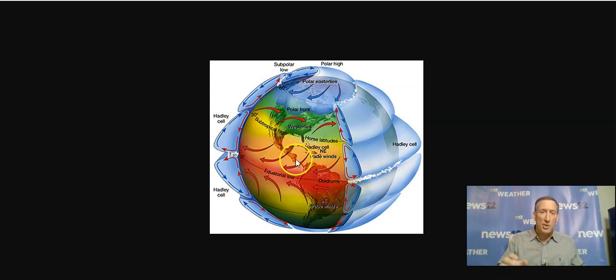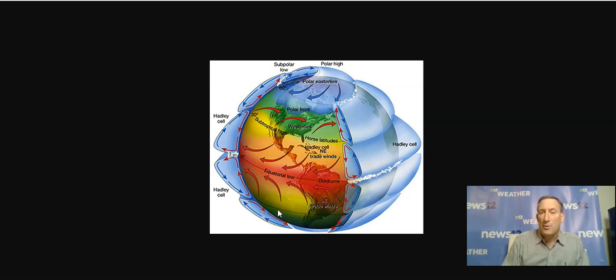So this map is showing circulation or wind flow around the entire globe. So let's do a little bit of a recap. The equatorial low, doldrums, or the intertropical convergence zone is formed from the converging air where the northeast trade winds meet south of the equator. These are the southeast trade winds.